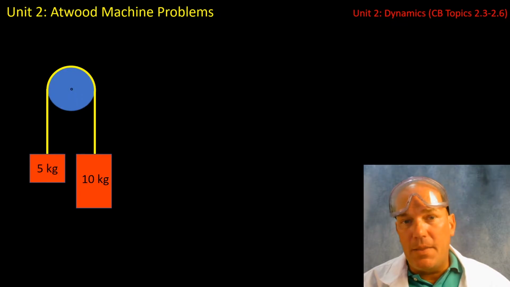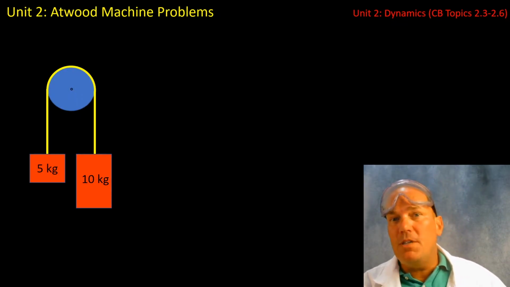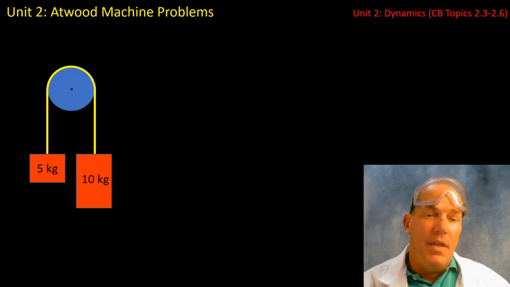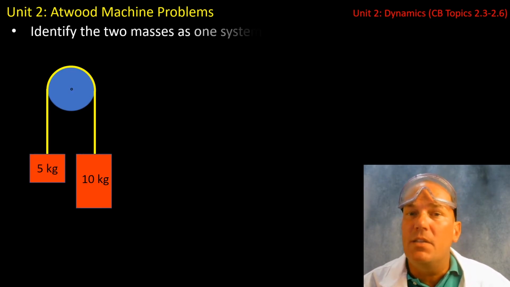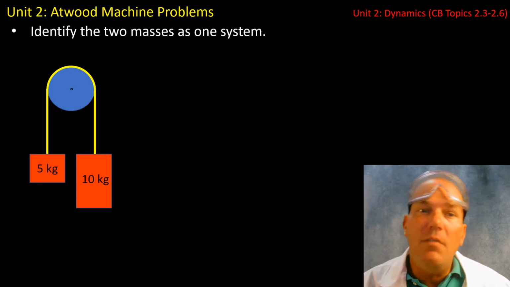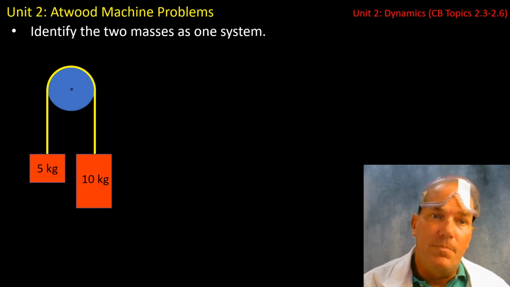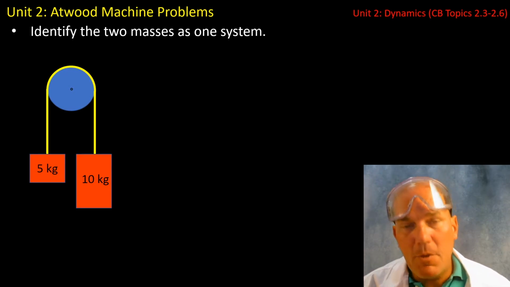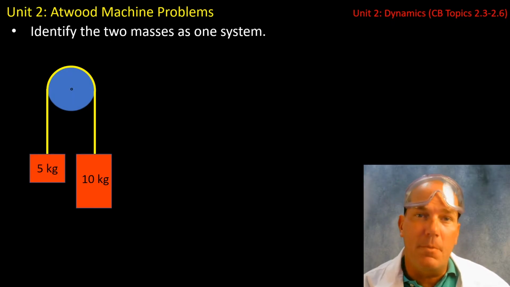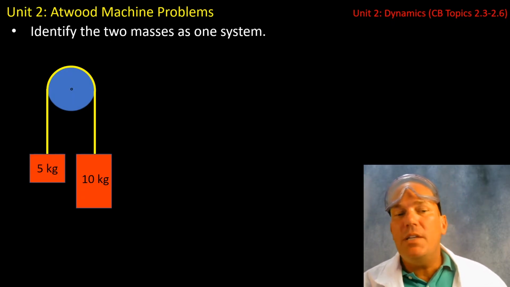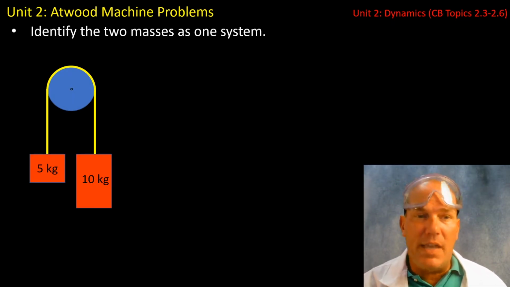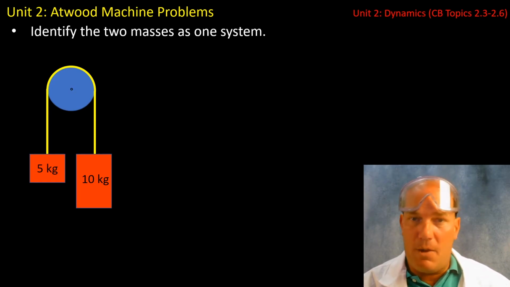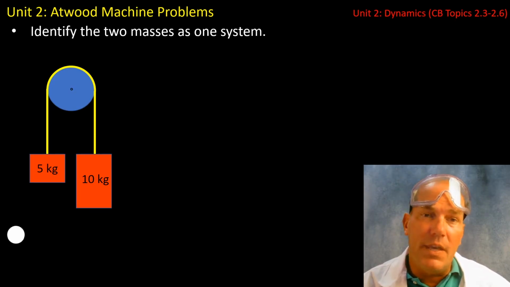Now, let's look at this Atwood machine in which it is unbalanced. We have a mass of 5 kilograms on the left, 10 on the right. The key to solving Atwood machine problems is to identify your system. Remember, you define your system. I've spoken to you about that in previous videos. So let's consider these two masses and the string to be our system in this case.